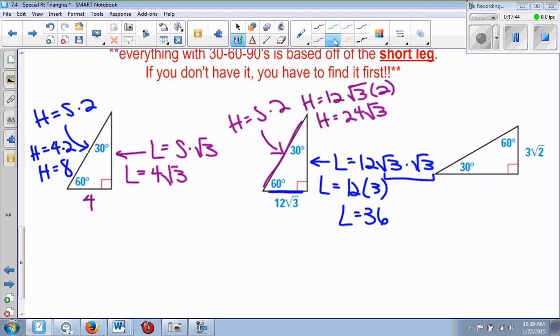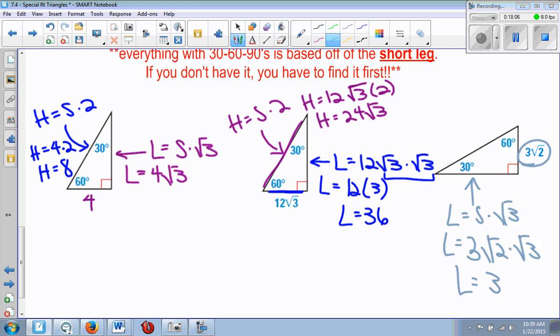Last problem. This again is the short leg. So if I want the long leg, it's short times root 3. So we would have 3 root 2 times root 3. Okay, so properties of roots. Numbers inside roots get multiplied together. So this would stay 3. Root 2 and root 3 gives you just root 6. So there's your long leg.